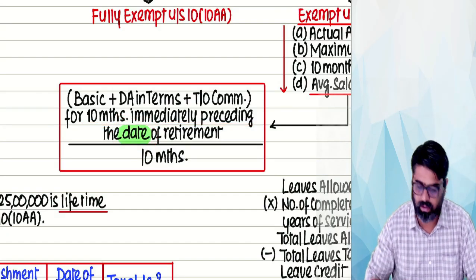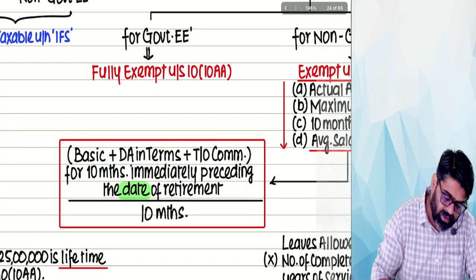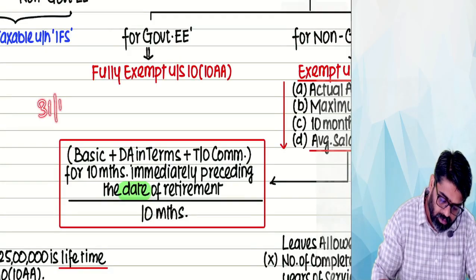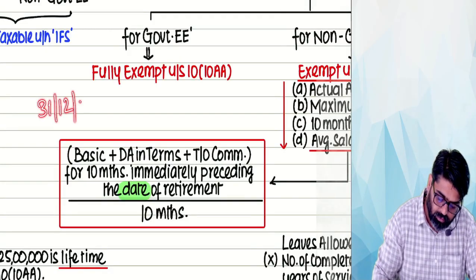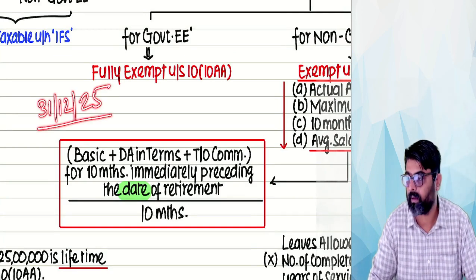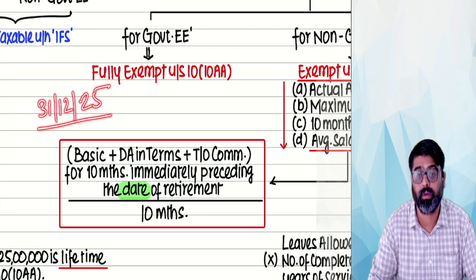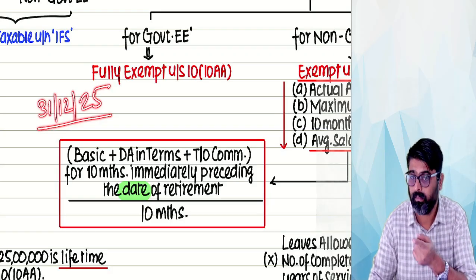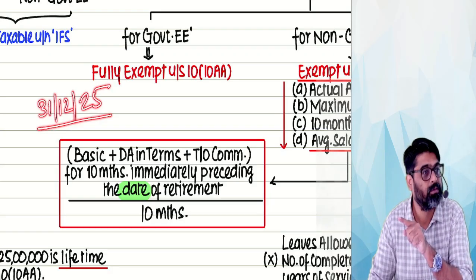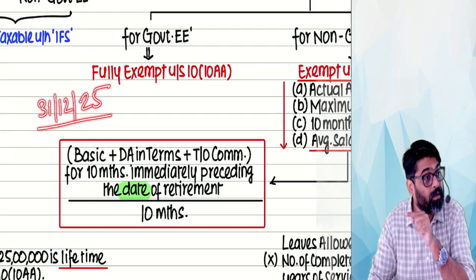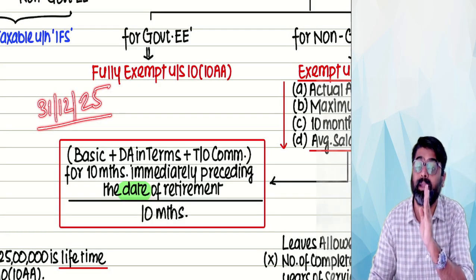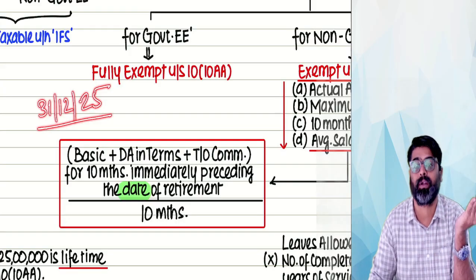Now what date of retirement? For example, your date of retirement was 31st December 2025. This is the date of retirement. You will take 10 months, starting from December. You will also include the month of retirement, because they are saying that you have to take 10 months prior to the date of retirement here.